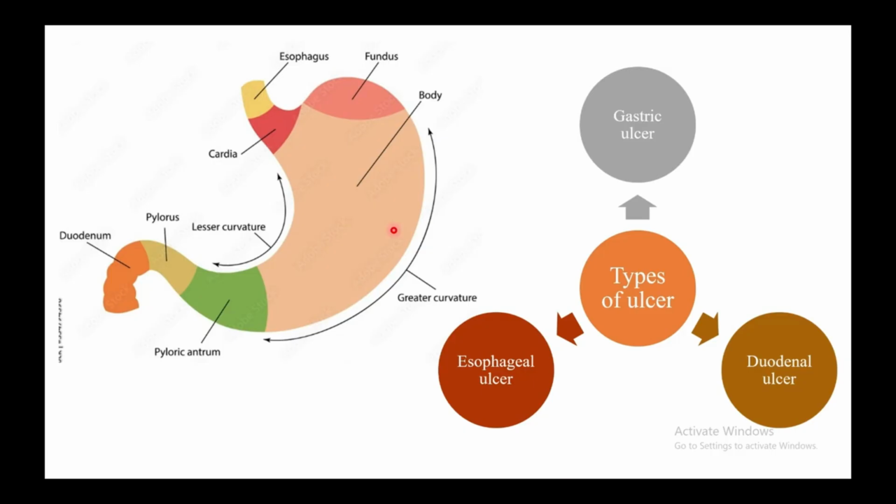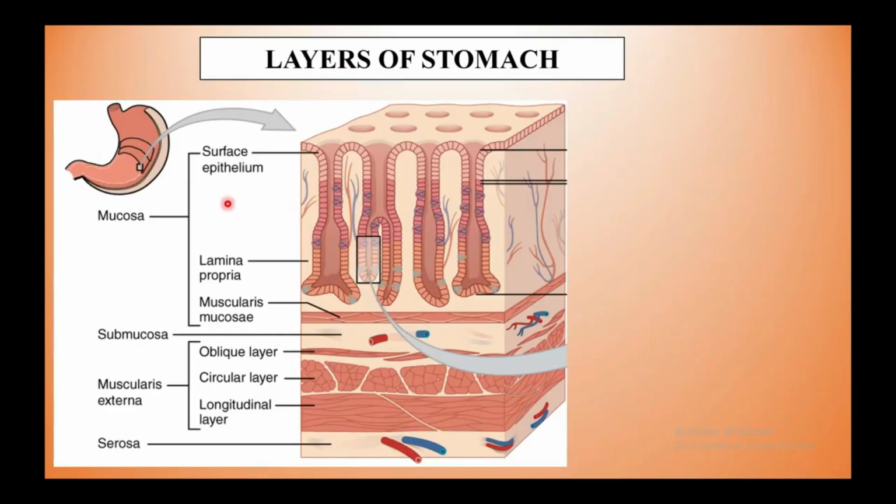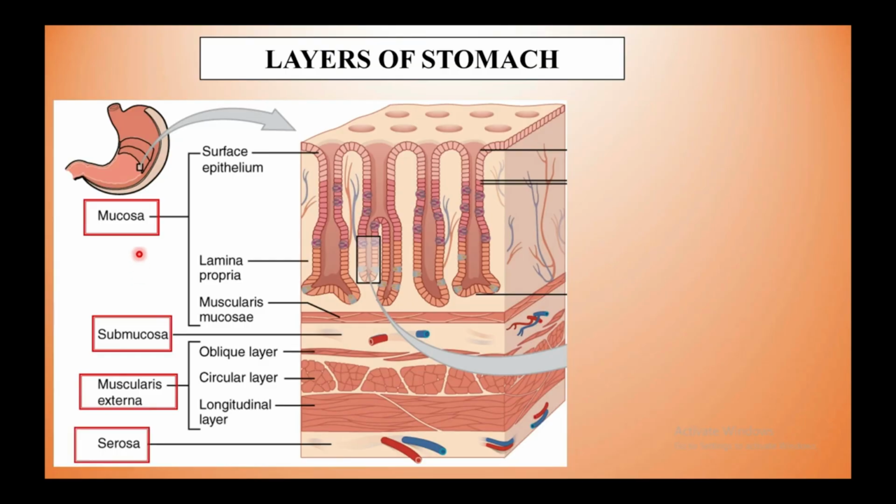Now we will see the lining of the stomach. In the stomach, we have different layers. You can see here there are mainly four linings: mucosa, submucosa, muscularis externa, and serosa. These are the most important layers of the stomach. Number one is the mucosa, and submucosa is the second lining. Muscularis externa is the third layer, and serosa is the outer layer. So the innermost layer is the mucosa.